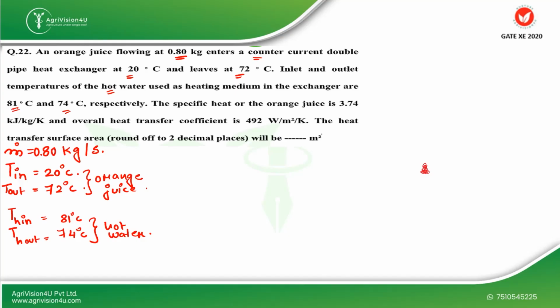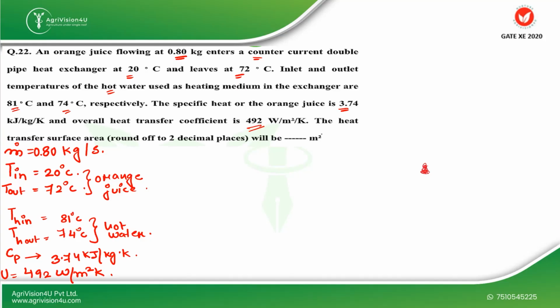Now the specific heat of the orange juice is 3.74 kilojoule per kg Kelvin. Specific heat means Cp is 3.74 kilojoule per kg Kelvin. And the overall heat transfer coefficient is 492, that means U is 492 watt per meter square Kelvin. Now we need to first calculate the heat transfer surface area, that means A.